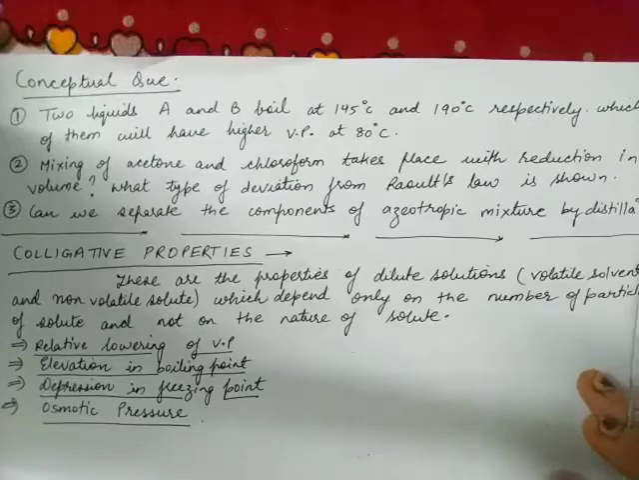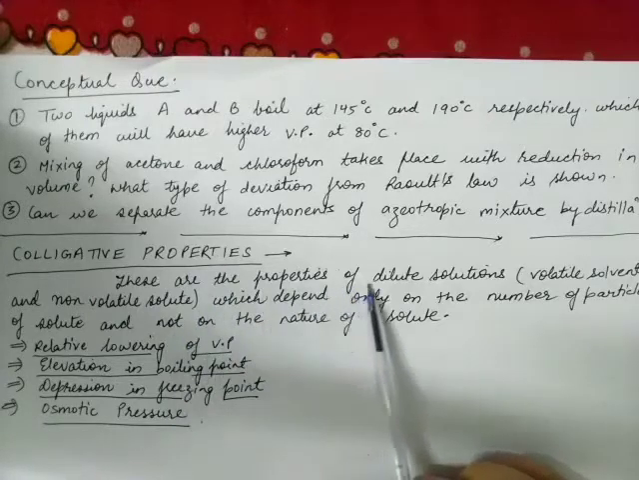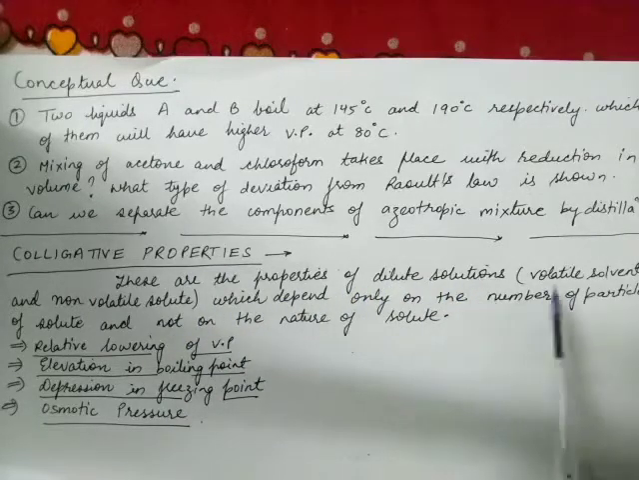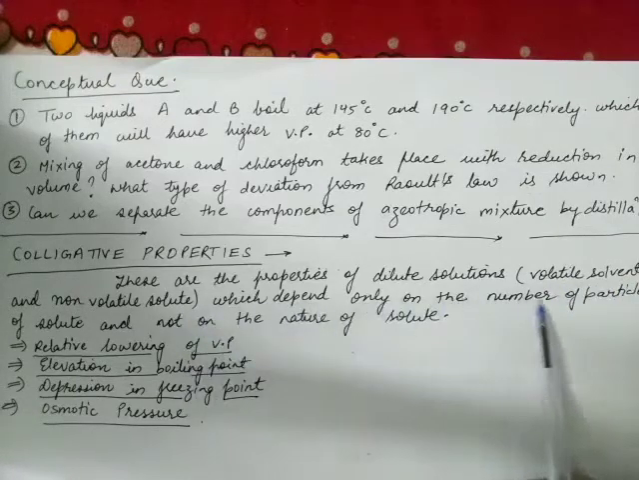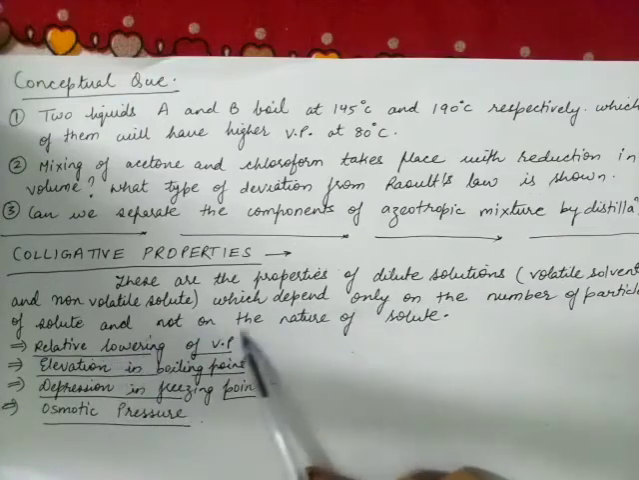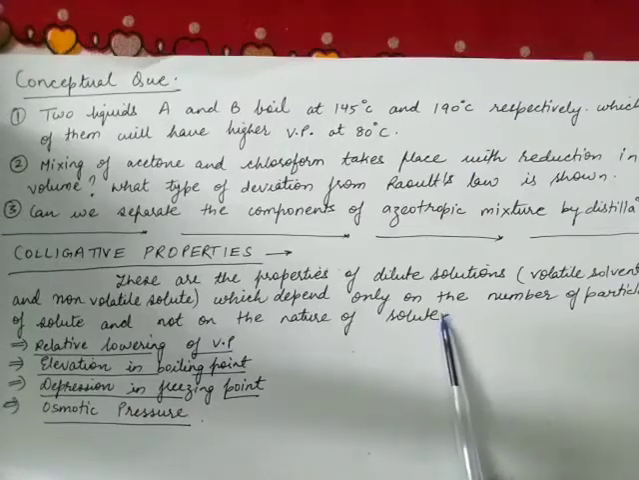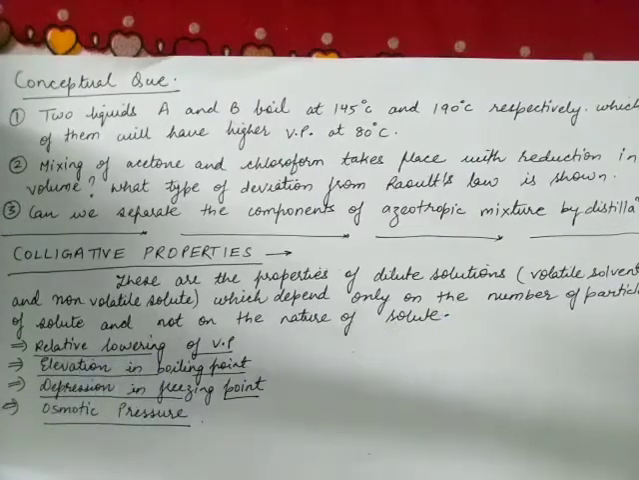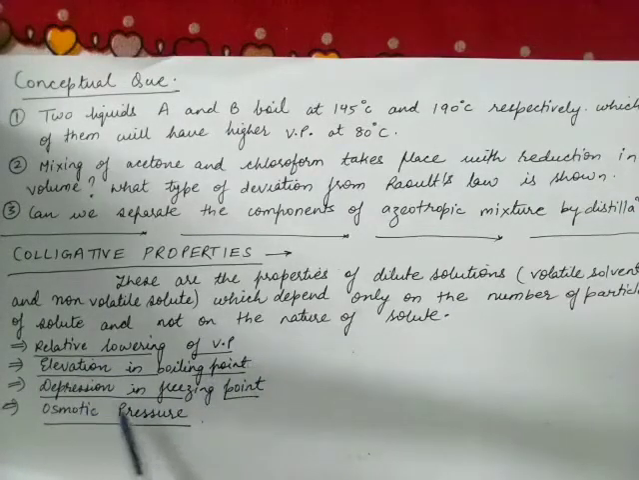Now moving on to the next part, which is colligative properties. Now what are colligative properties? These are the properties of dilute solutions containing volatile solvent and non-volatile solute, which depend only on the number of particles of solute and not on the nature of solute. Number of particles means number of moles. Now these properties are 4 in number: relative lowering of vapor pressure, elevation in boiling point, depression in freezing point, and osmotic pressure. So in the next class we are going to discuss these properties in detail.